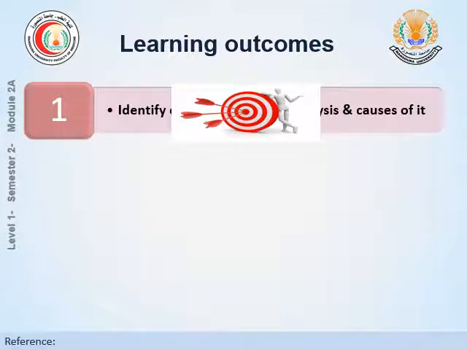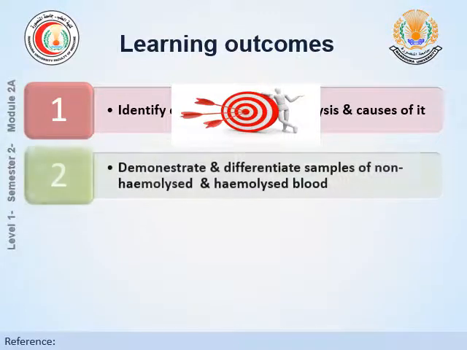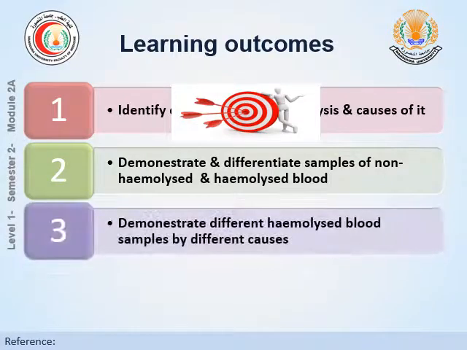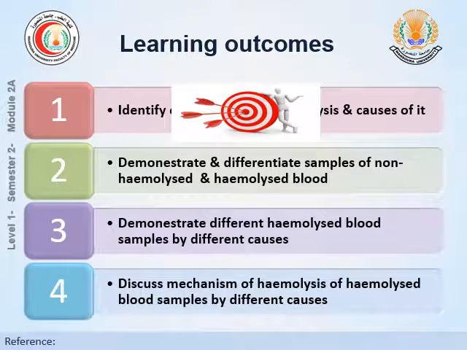Learning outcome. Identify concept of blood hemolysis and causes of it. Demonstrate and differentiate samples of non-hemolyzed and hemolyzed blood. Demonstrate different hemolyzed blood samples by different causes. Discuss mechanism of hemolysis of hemolyzed blood samples by different causes.